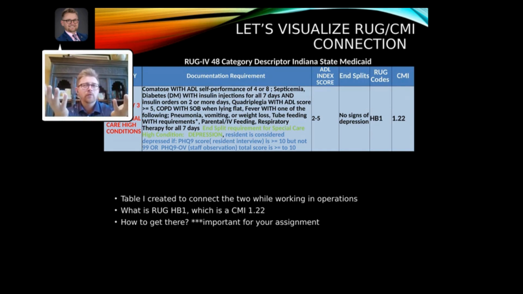Which one do you think would require more resources from that SNF to care for? Obviously, taking care of a patient who is clinically depressed will require more from your staff, right? Therefore, in this example, this row, let's say instead of the end split saying no signs of depression, it would say signs of depression. Well, guess what? That would be a different RUG code, maybe HB2, and it would be a higher CMI, maybe 1.24, 1.25. The end split, again, helps quantify basically the resources needed if someone's depressed. It's a little bit higher of a CMI. Let's go left one more to the ADL index score. I think probably by now you guys have at least heard of ADLs, activities of daily living.